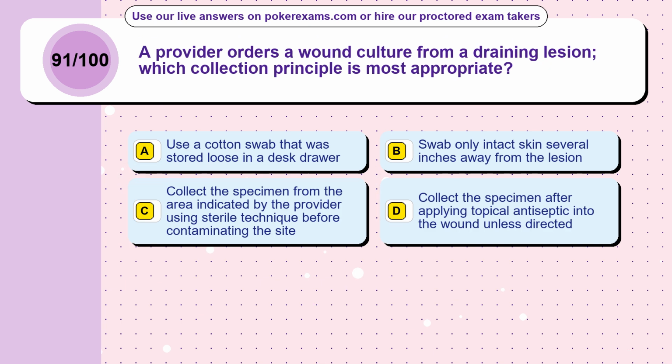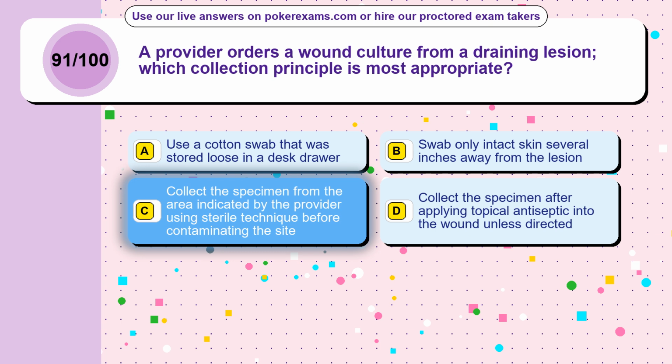Question 91. A provider orders a wound culture from a draining lesion. Which collection principle is most appropriate? Option A. Use a cotton swab that was stored loose in a desk drawer. Option B. Swab only intact skin several inches away from the lesion. Option C. Collect the specimen from the area indicated by the provider using sterile technique before contaminating the site. Option D. Collect the specimen after applying topical antiseptic into the wound unless directed.